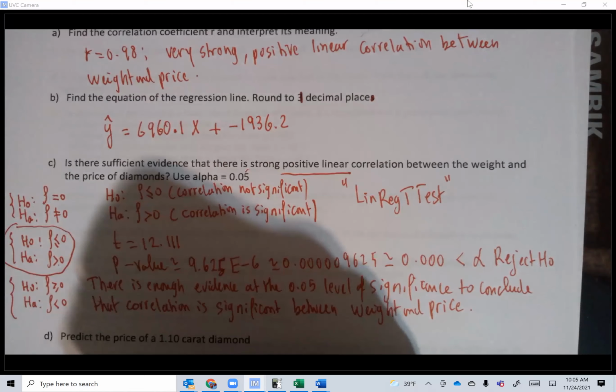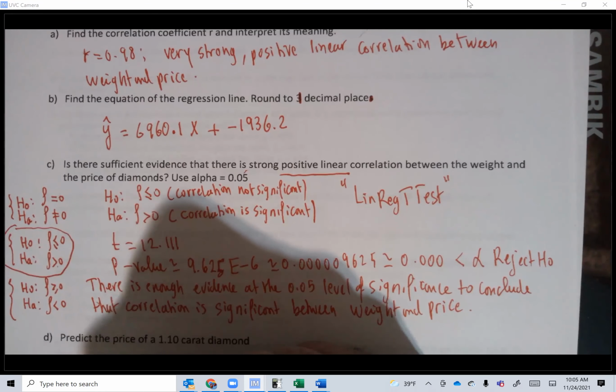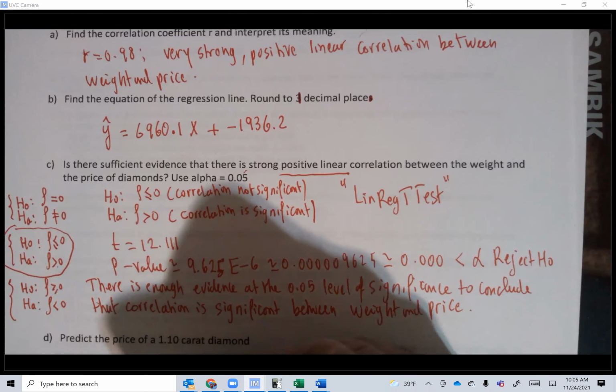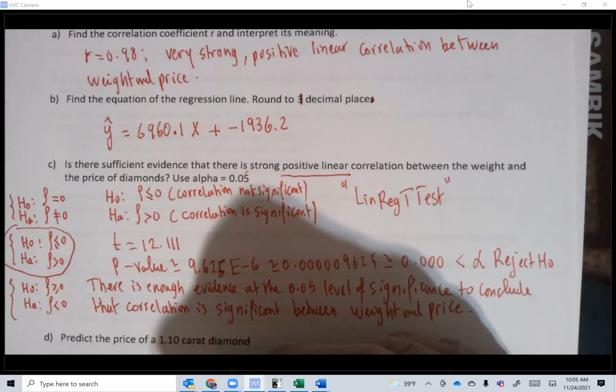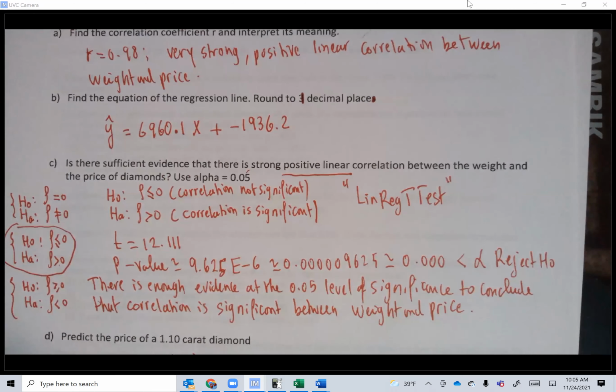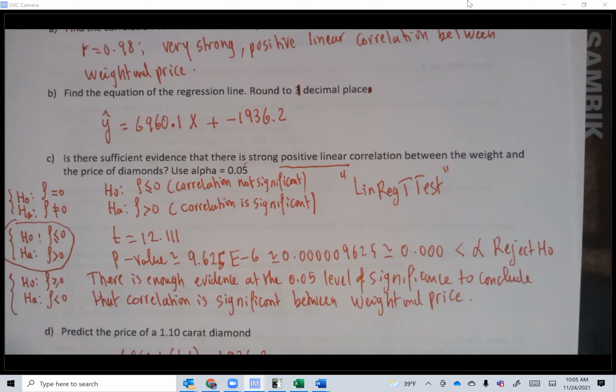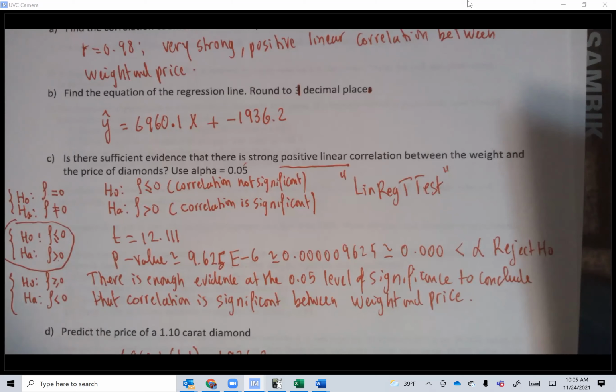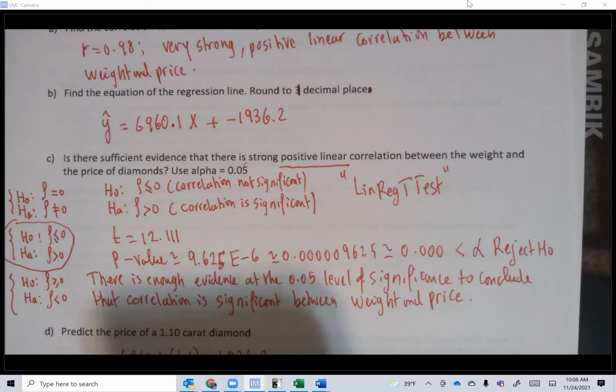So you do 6960.1 times 1.1 minus 1936.2. Okay, let me put it on the calculator. 6960.1 times 1.1 carat minus 1936.2. I got 5,719.91.